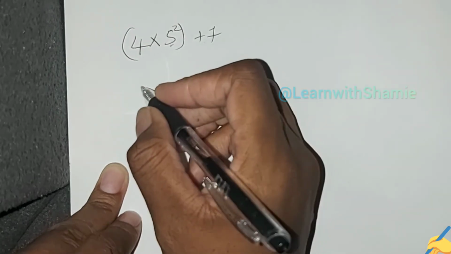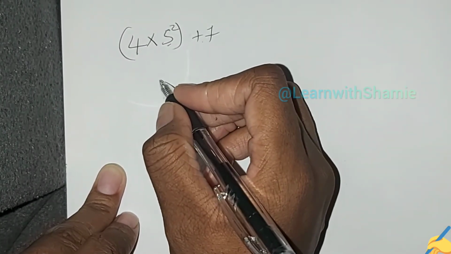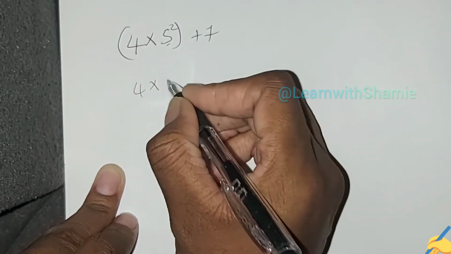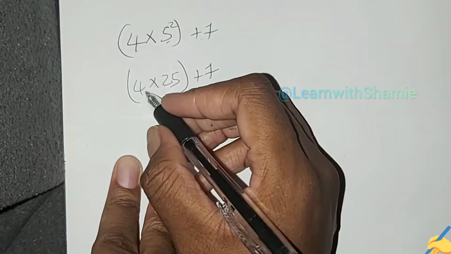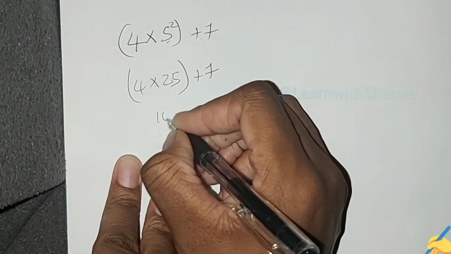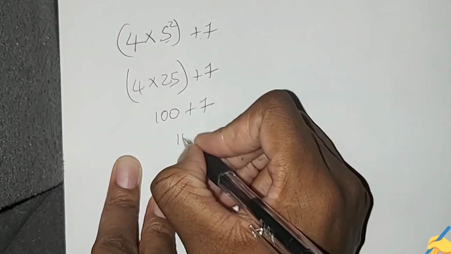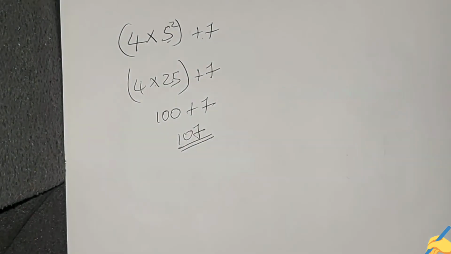So you say 5 times 5 is 25, and 25 times 4, put back the bracket, then 4 times 25 is 100 plus 7. So 100 plus 7 is 107. So final answer is 107.